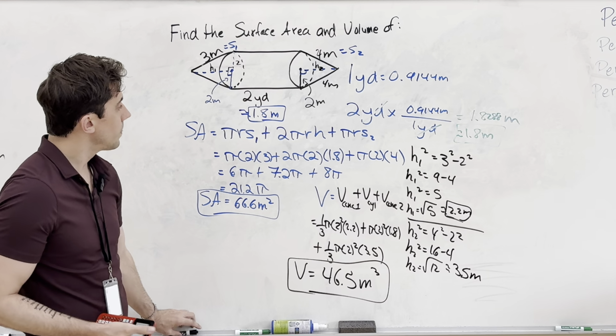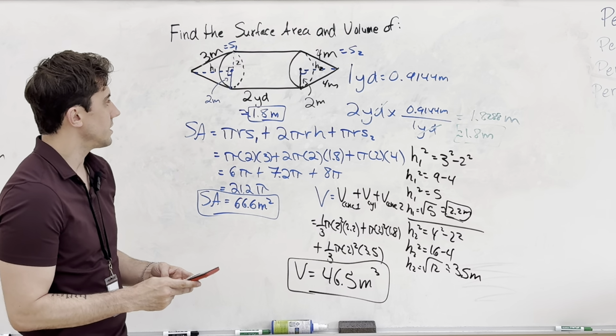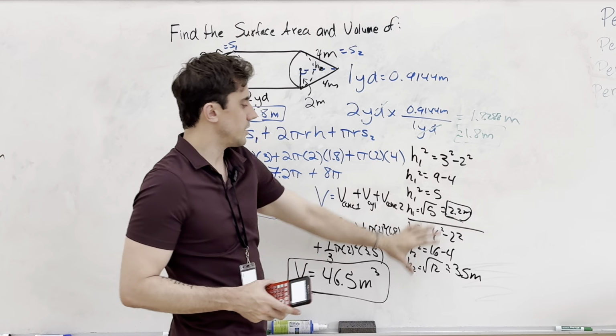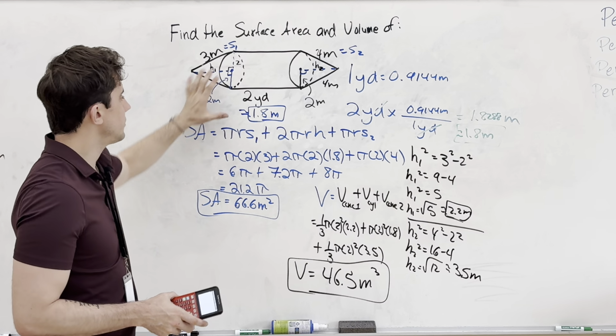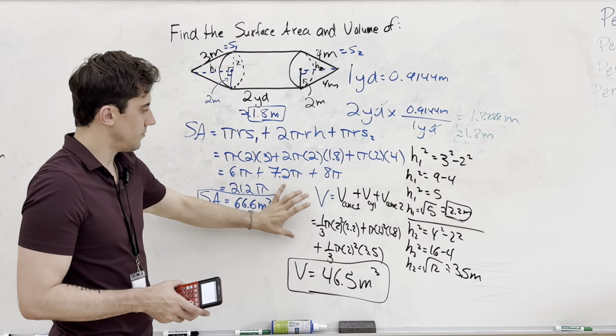And there we go. So this was a nice problem, some unit conversion, some applications of Pythagorean theorem to find missing dimensions, surface area, volume.